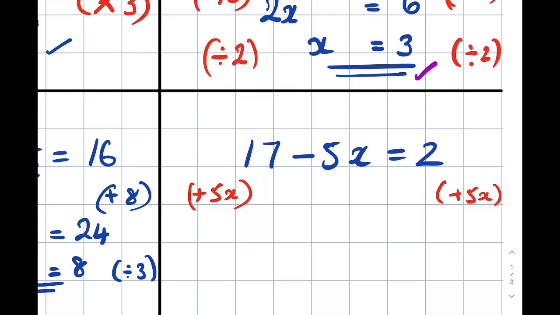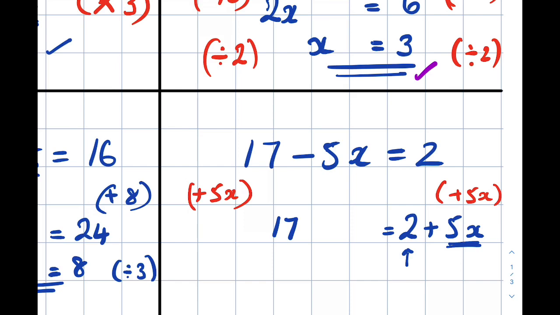Okay, let's add 5x to both sides. That will leave us with 17 on the left hand side. On the right hand side we've already got a 2, but we are going to add on the 5x there. Okay, but the aim is still the same. We are still aiming to get the letter on its own. So in order to get this 5x on its own, we can get rid of that 2, which at the moment is a positive 2.